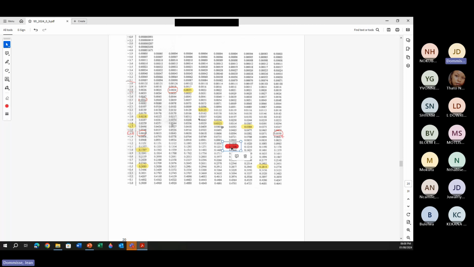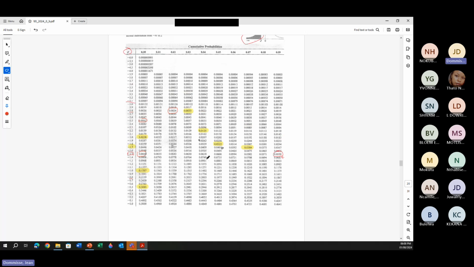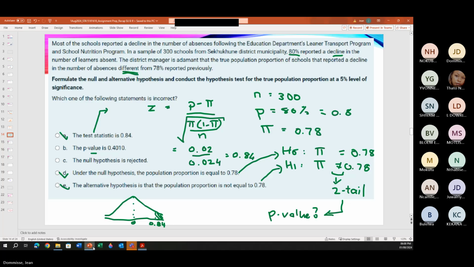I was hoping I could just highlight, but I can't. Okay, so let's get what we need to, minus 0.84. So we're sitting with a p-value for that small area of 0.2005.